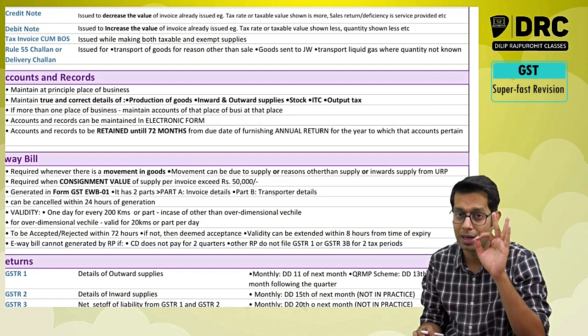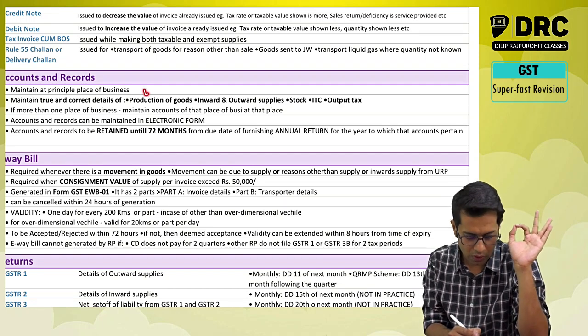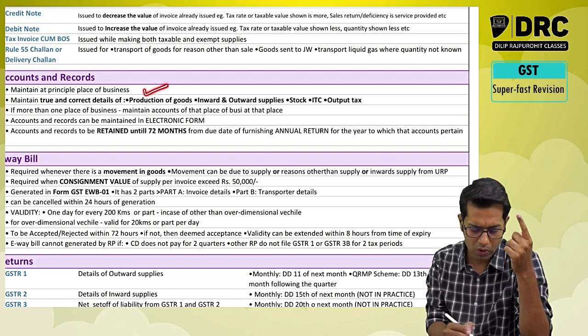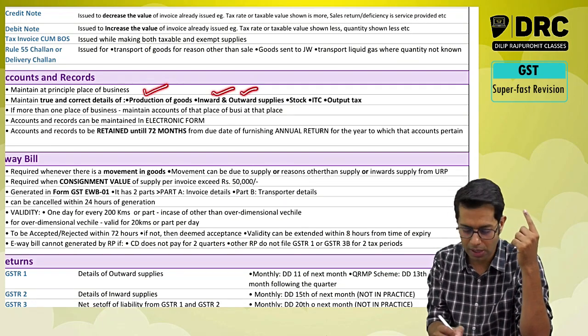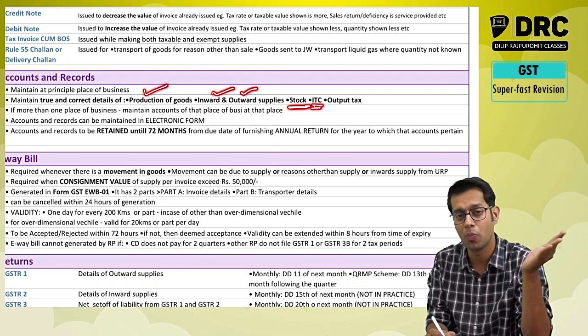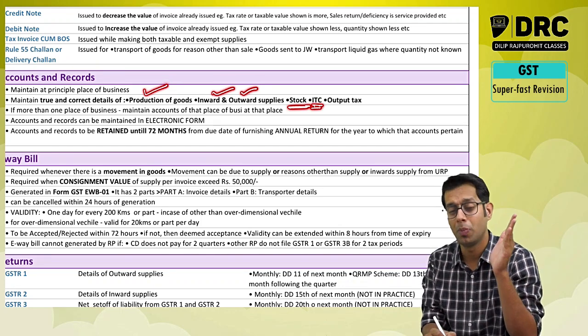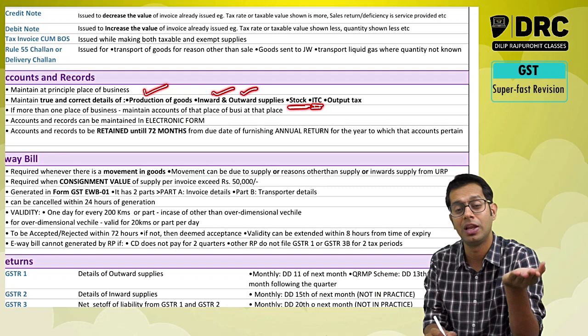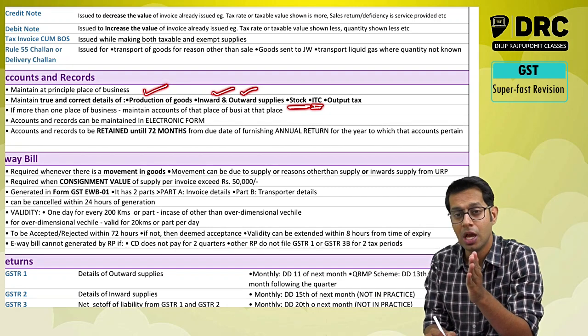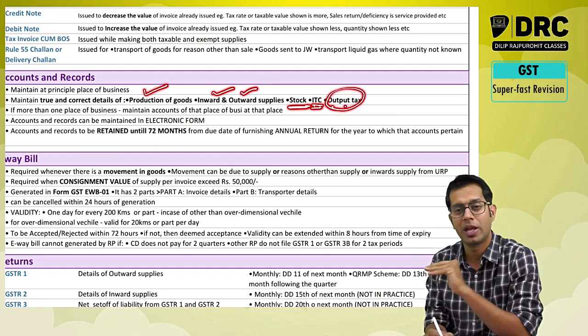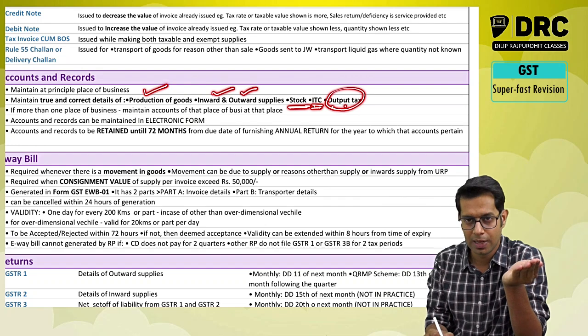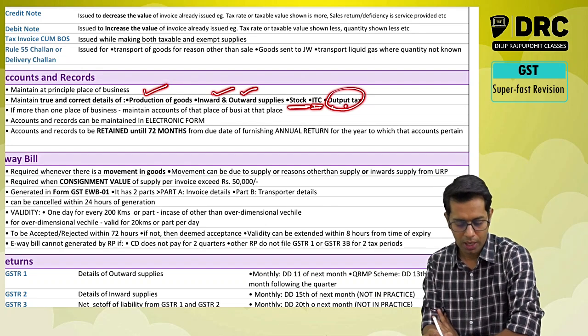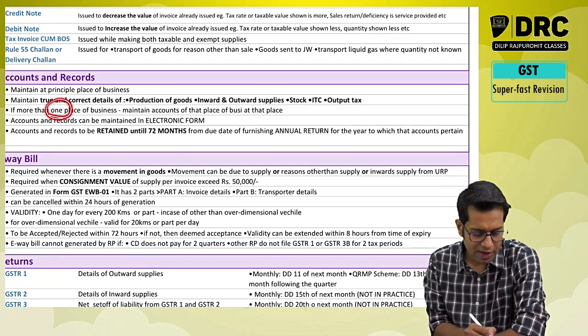He is required to keep true and correct records of books of accounts, which will include accounts with respect to production, inward supplies, outward supplies, stock in trade, input tax credit, how much input tax credit you have taken, how much you have availed, how much is available, how much is reversed, how much is blocked, etc. Output tax, how much you have paid through input tax credit, how much you have paid through cash, etc.